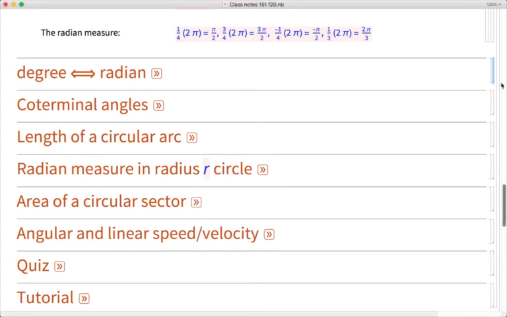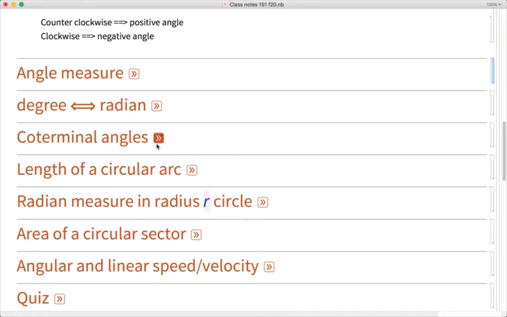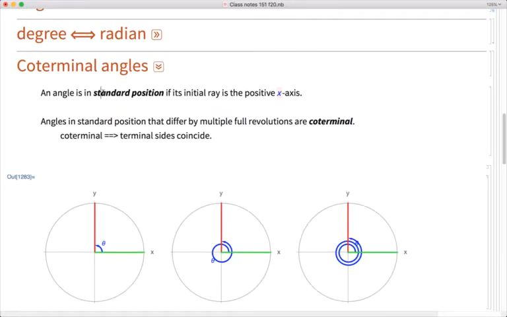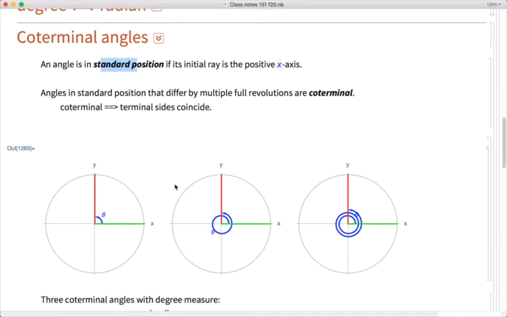All right. So we're going to look at coterminal angles. To talk about coterminal angles, we first talk about putting an angle in standard position. What that means is that we make sure the initial ray is pointing out the positive x-axis. I think that's been the case in all the angles we've looked at so far. They've been in standard position. Angles in standard position that differ by full rotations are called coterminal angles. Coterminal means that their terminal sides wind up being coincident, or they coincide.